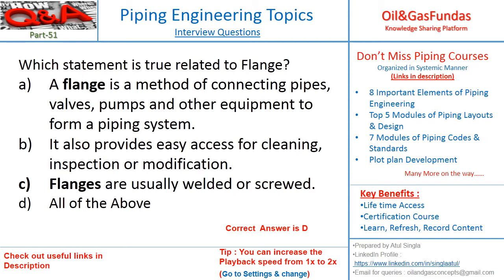It also provides easy access for cleaning. This is the main function of using flange. It is very easy to unbolt the flange and we can get the access for cleaning, inspection or if modification is required. So this is the main function of using flange. One is joining, connecting the system elements, second is cleaning. Flanges are welded, screwed, that is also true. So the correct answer will be D.